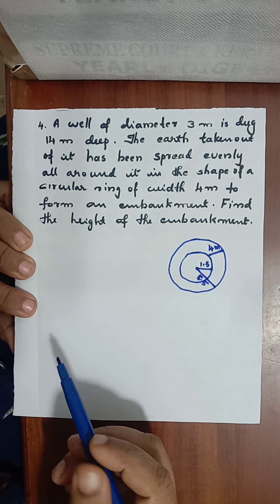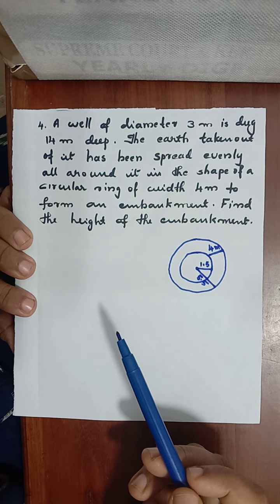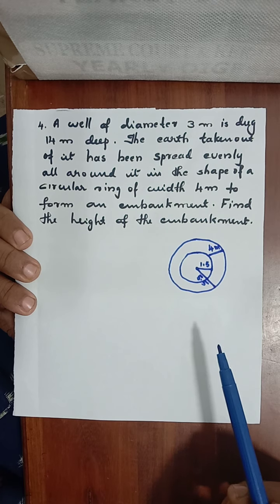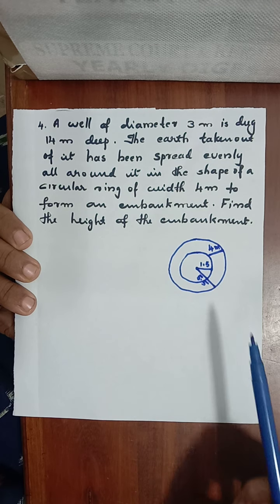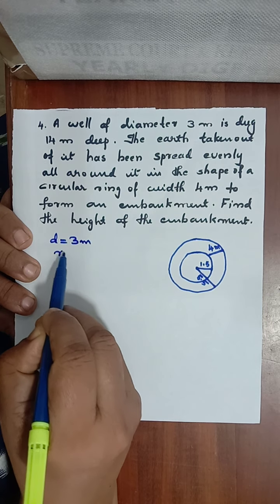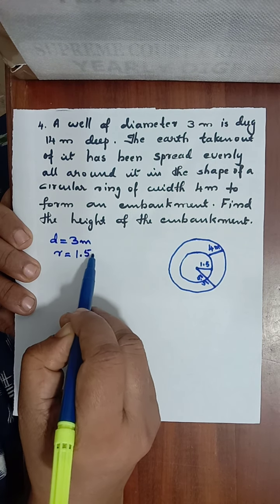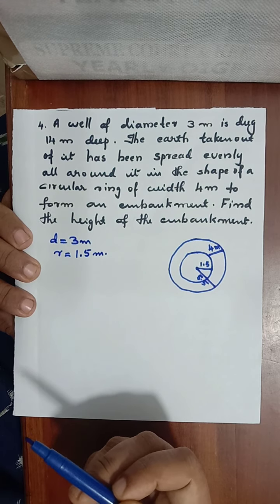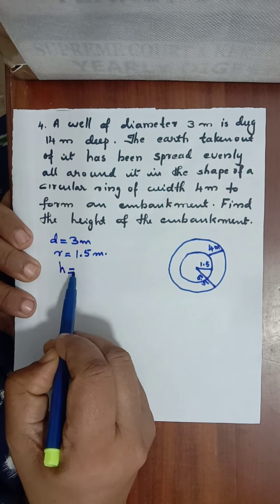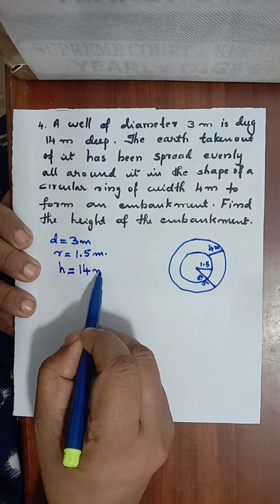Let us see the next question. A well of diameter 3 meter is dug 14 meter deep. We have a well with a diameter 3 meter, so the radius will be 1.5 meter. And it is dug 14 meter deep, so the height or depth we can consider as 14 meter.